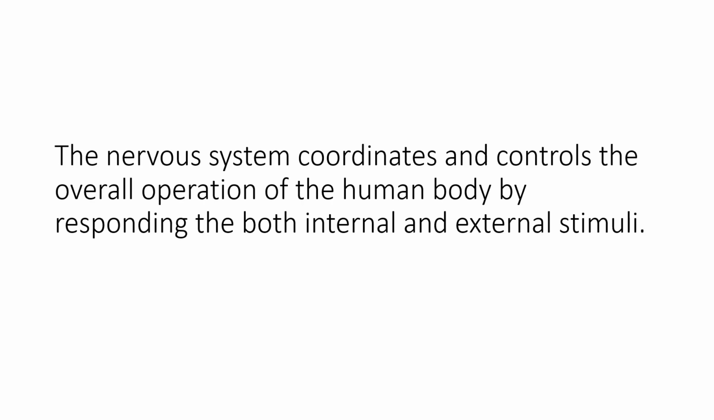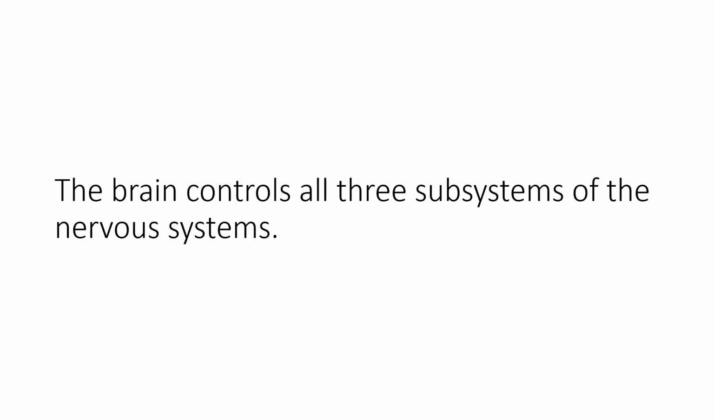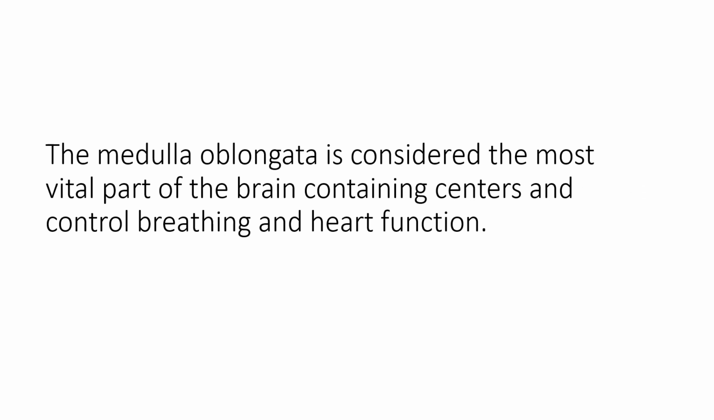The nervous system coordinates and controls the overall operation of the human body by responding to both internal and external stimuli. The brain controls all three subsystems of the nervous system. The medulla oblongata is considered the most vital part of the brain, containing centers that control breathing and heart function.